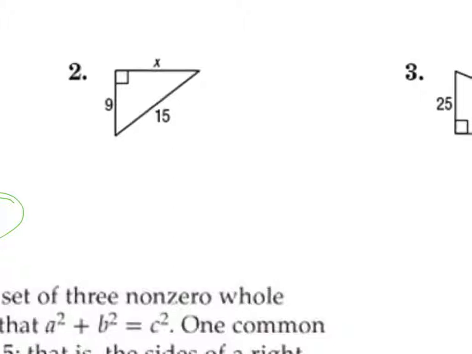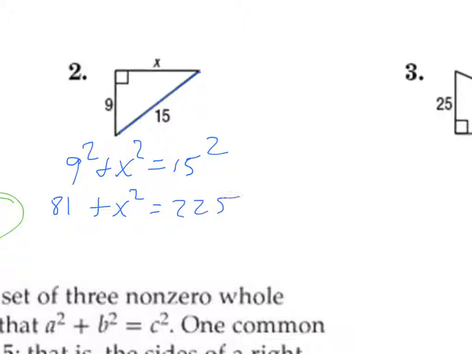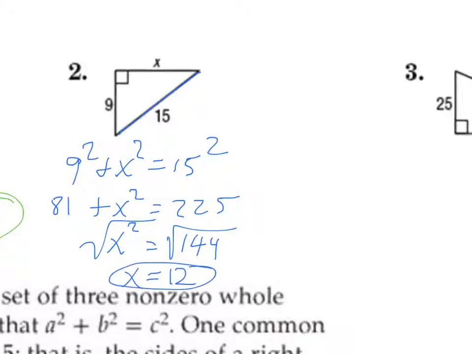Okay, next triangle we have, this time 15 is my hypotenuse, so 9 squared plus x squared equals 15 squared. This gives us 81 plus x squared equals 225. Subtract 81 from both sides, and x squared equals 144. When we square root that, we find that 144 is a perfect square, and it is 12.